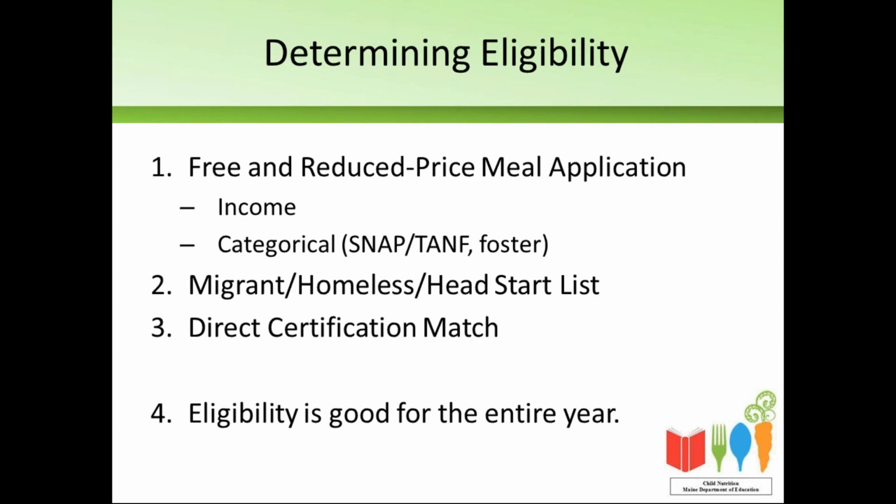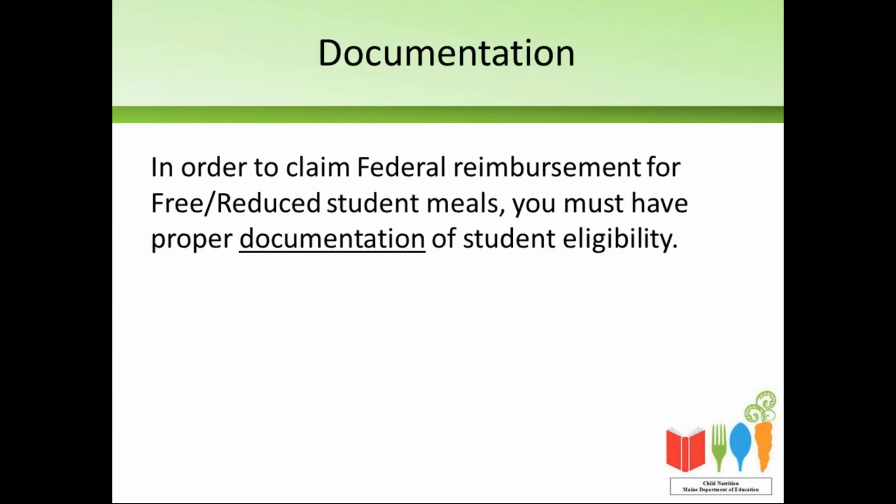Once eligibility is determined, the eligibility is good for the year, so the family will stay at that status. We'll talk more about that as we go through. Documentation. In order to claim federal reimbursement for free or reduced price meals, you must have proper documentation for student eligibility. That means you must have on the application the student's name.